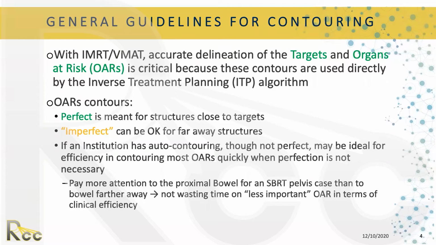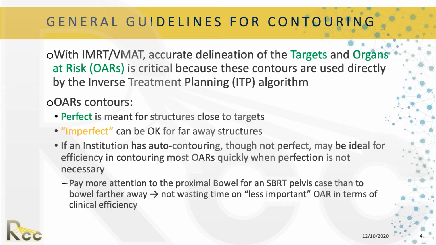So in general, for example, for ORs, I can separate them into two categories: perfect ORs, meaning very good contours, which are for sure needed when they're close to the targets, and "imperfect" can be okay when they're farther away. I don't want to say that you need to do imperfect contours. That's not my message. The contours should always be very nice or close to perfect.